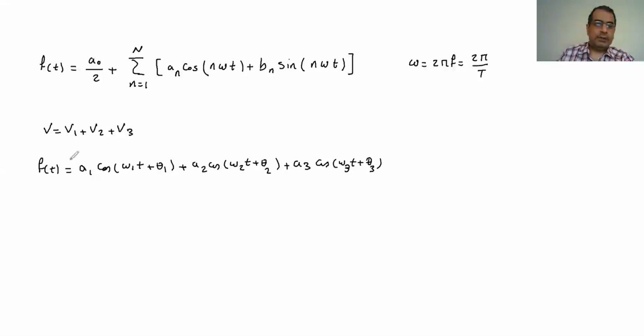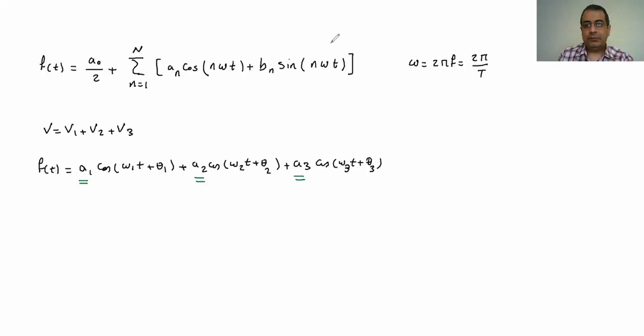So I assume I can write this function as these three cosine waves. Now look at each of these. Each of these functions has an amplitude, amplitude, and amplitude. And each of them has its frequency.